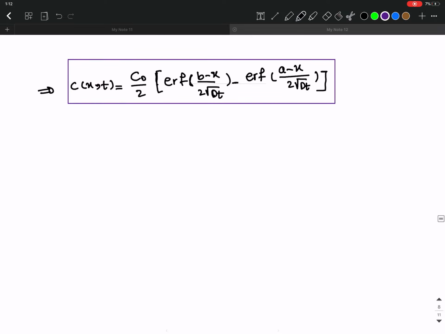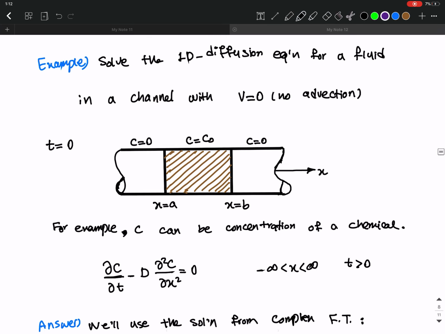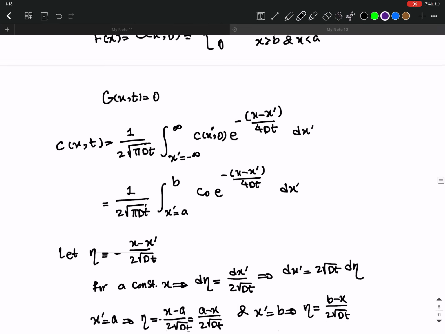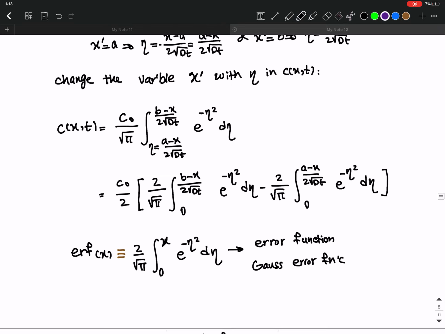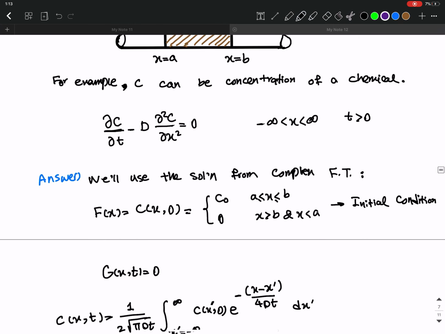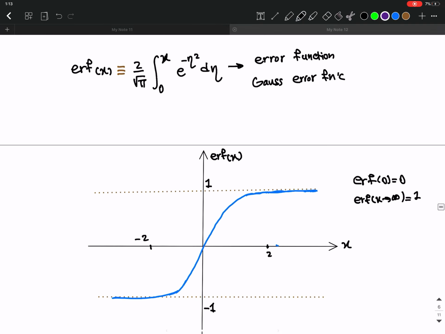Okay, so now I want to solve this second example for these complex Fourier transform solutions, so you get more familiar with the way you can apply and use these integrals. This problem is kind of an extension to the previous problem that we had, the 1D diffusion equation.